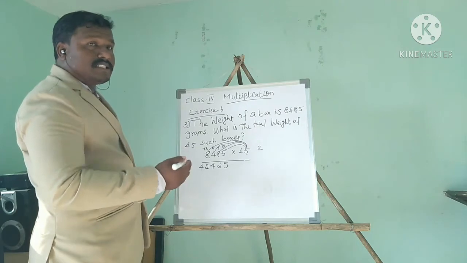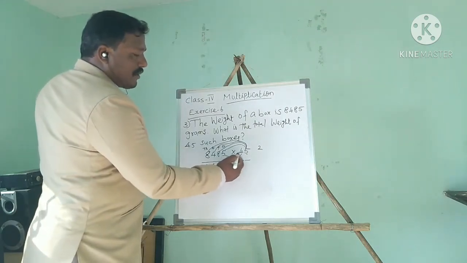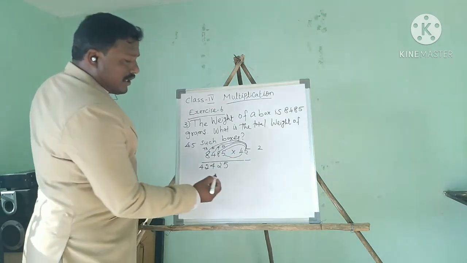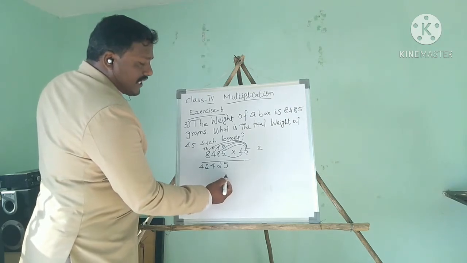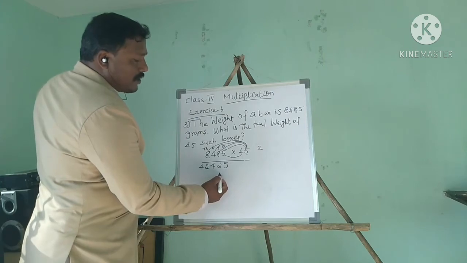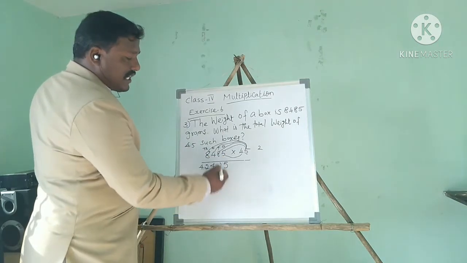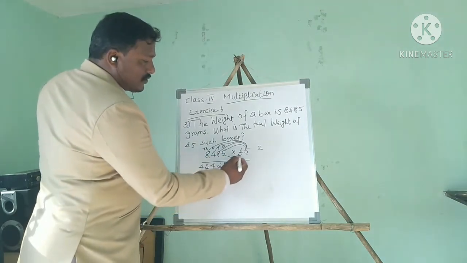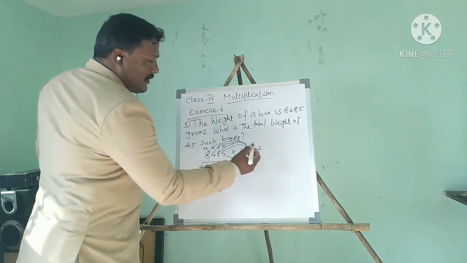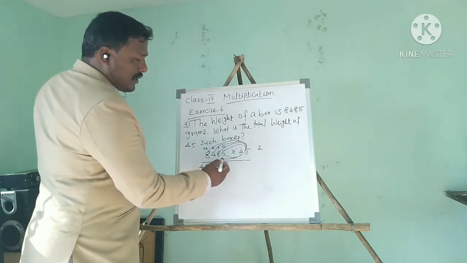Now we want to do the second row because 4 remains. So now we multiply 4 into 5. 5 4s are 20. We don't write it in the ones place; we have to move one place forward, to the tens place. So 4 5s are 20. We put 0 here and 2 as the remainder. Again we take 4 and multiply by 8.